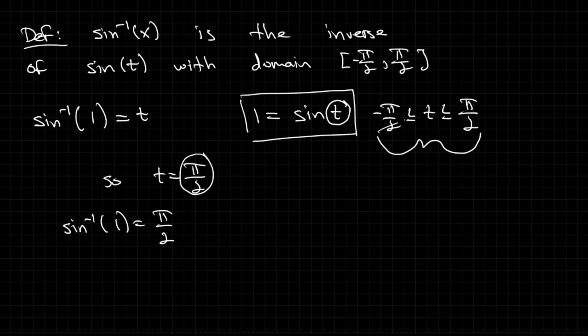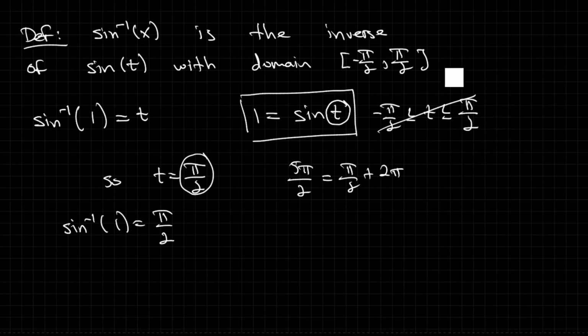So for example, if you did not include this here, you would find that not only is pi over 2 a solution to sine t equals 1, but also 5 pi over 2, because 5 pi over 2 is pi over 2 plus 2 pi. So when you just write sine of t equals 1, there are infinitely many t's which satisfy this equation.